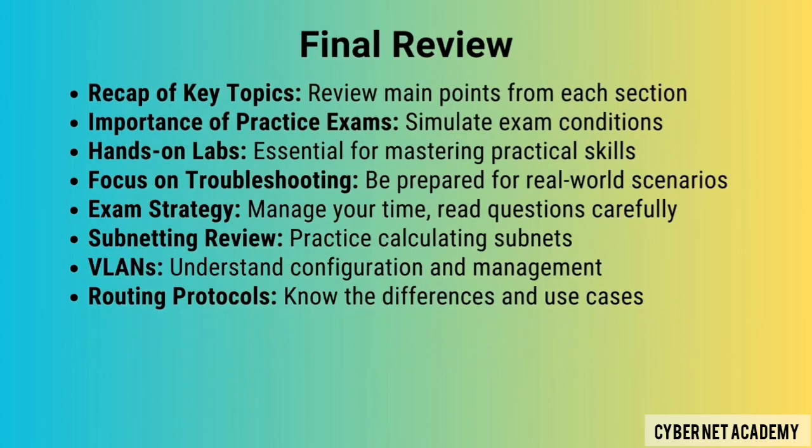As we conclude our whirlwind tour of the CCNA curriculum, let's recap the essential points. We've covered the core of networking, from the OSI model and IP addressing to advanced topics like SDN and network automation. Key areas include routing protocols such as OSPF and EIGRP, switching concepts like VLANs and STP, and critical security measures including ACLs, firewalls, and VPNs. We've also touched on the growing importance of IPv6, cloud networking, and virtualization.